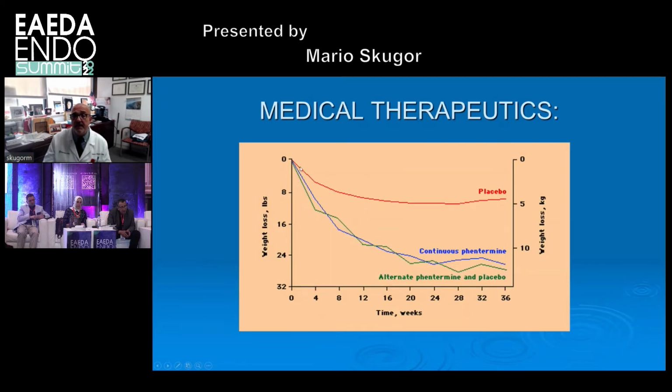So you can see here the study showing the effect of placebo. Now you have to understand, every time you do a weight loss study, the placebo arm will lose some weight because it's always associated with changes in diet and exercise. But you can see that continuous phentermine and also alternate phentermine, 1 day phentermine, 1 day placebo, caused very similar weight loss. Now, this is all done for 36 weeks, which is actually a relatively prolonged period of time. We can't do this in Ohio. We have to do 3 months and then stop for 6 months, and then we can reuse it again.